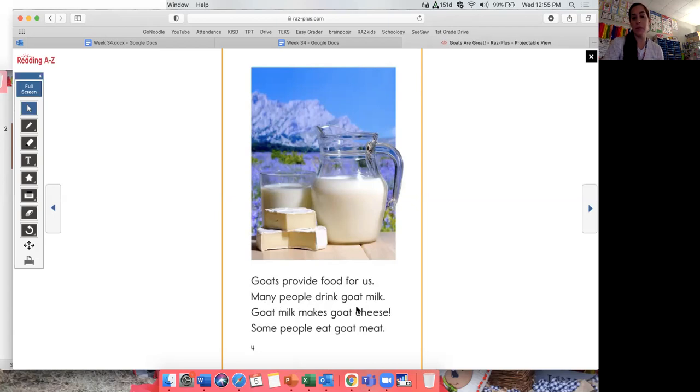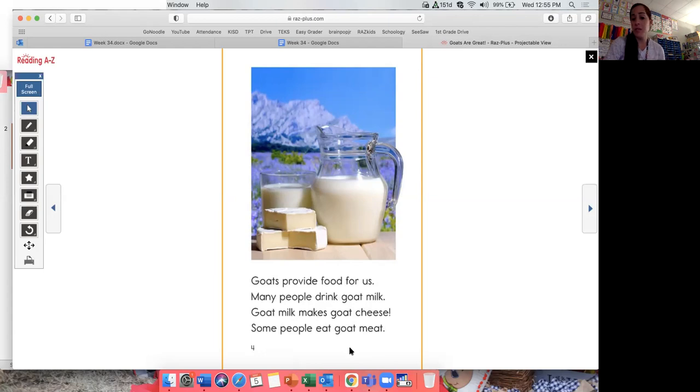Many people drink goat milk. Goat milk makes goat cheese. Some people eat goat meat. Okay, anything here that's important for us to know? Okay, many people drink goat milk. I think that's kind of like an interesting fact because not all of us could think that's important. That's kind of just an interesting fact because I don't think everybody does that.